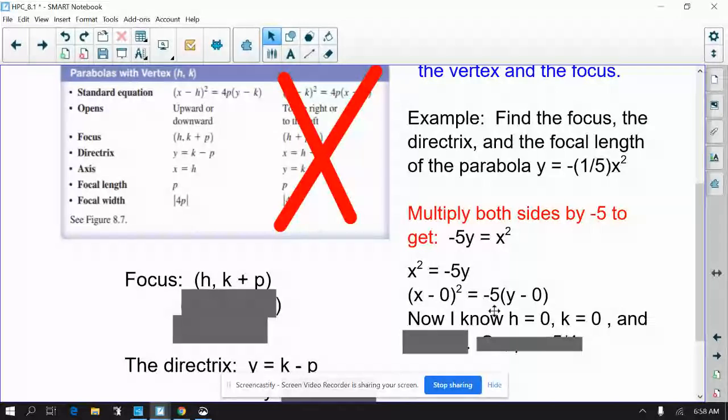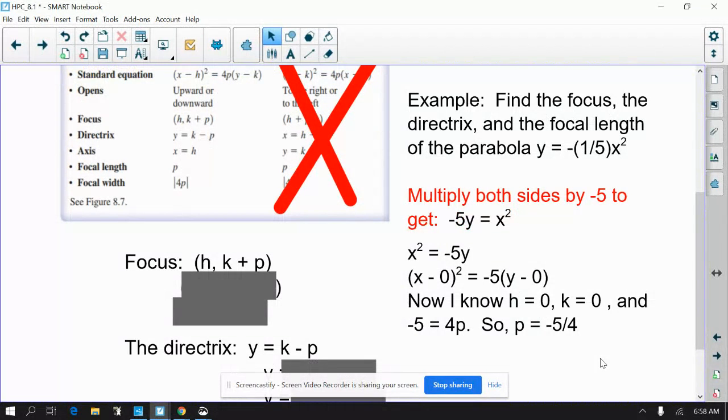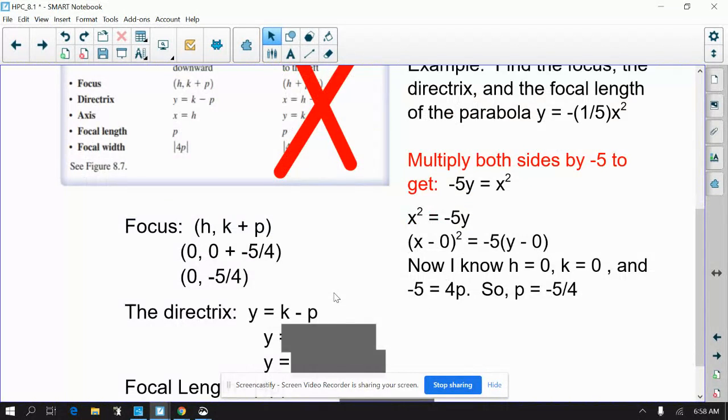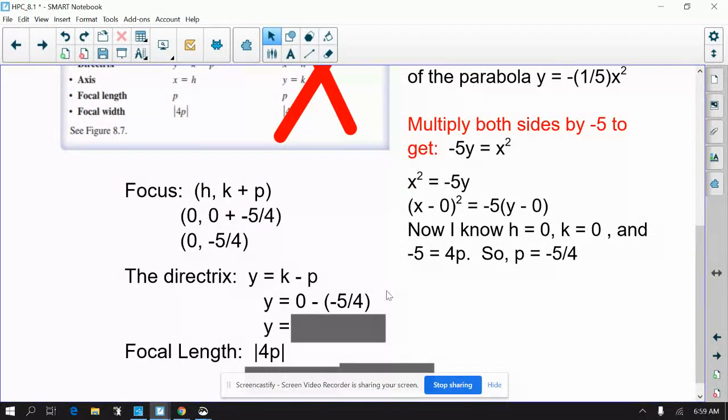What about -5? Well, -5 is in this position, right? So -5 has to be 4p. And if -5 equals 4p, then p is -5/4. So now I know everything. I know h, I know k, and I know p. And what am I supposed to do? Find the focus. Well, the focus is h, comma, k plus p. So it's 0, comma, 0 plus -5/4. There's the focus. I need to find the directrix. The directrix is y equals k minus p. So I know k is 0, p was -5/4, so y equals +5/4 is the directrix.